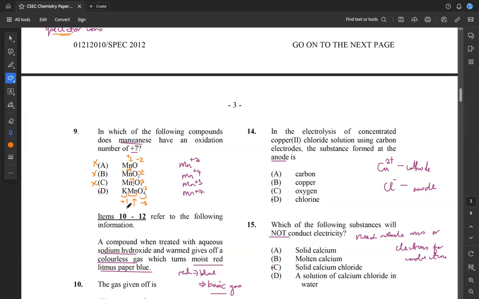Again, all of these numbers have to add up to 0, so that would leave us with Mn having to be +7. So +7 + 1 gives us 8, 8 minus 8, 0. So our answer here is D. This is the one where we have a +7 oxidation state, and that's what the question is asking us about. So that's the answer for 9.